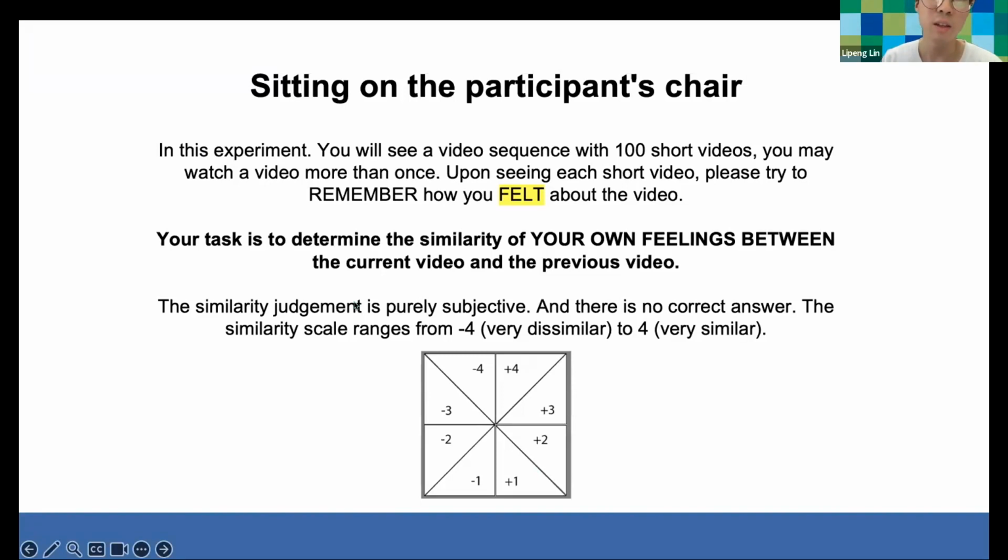I think being confused about emotion is normal when doing the experiment, because I asked them to compare the similarity between two kinds of video. So without understanding your emotion, my personal feeling is that I can compare or distinguish the similarity between two videos without telling the specific emotion. Here, this is the instruction, and it clearly says your task is to determine the similarity of your own feelings between the current video and the previous video.